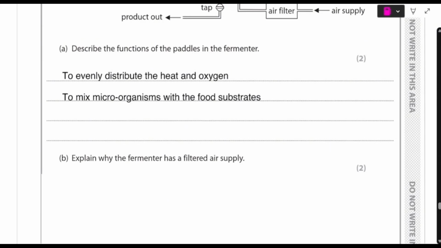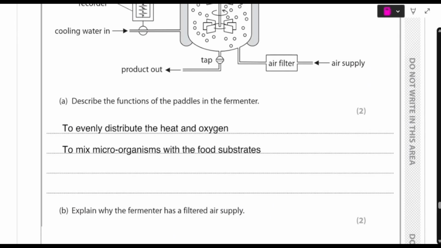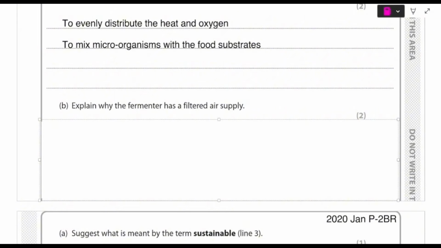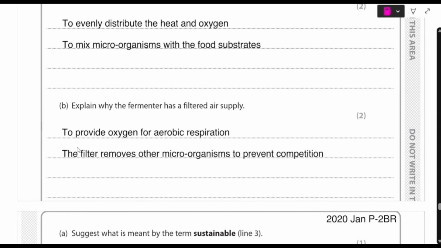Then we are asked to explain why the fermenter has a filtered air supply. So it's for 2 marks. The key words are filtered and air supply. Filtered because we do not want other microorganisms to enter our fermenter and start growing, starting a competition with our desired microorganism. And air supply is to supply oxygen for aerobic respiration. So this filter removes the other microorganisms to prevent competition.